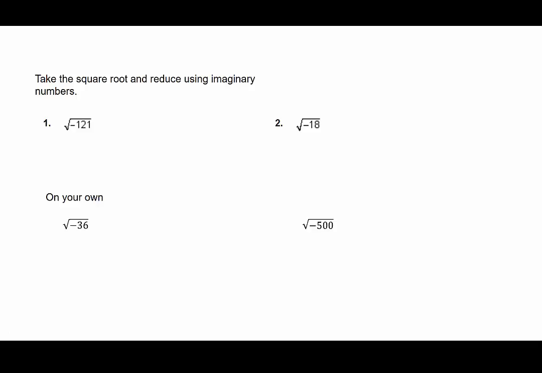So we have the square root of negative 121. We split that into the square root of 121 and the square root of negative 1. The square root of 121 is 11. The square root of negative 1 is i.